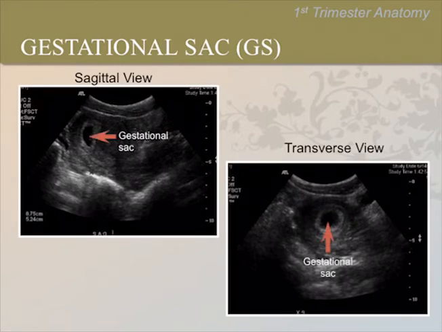The answer is that the fluid will appear black. The gestational sac in each image is now outlined. Later, you will learn how to measure the gestational sac to determine the gestational age.